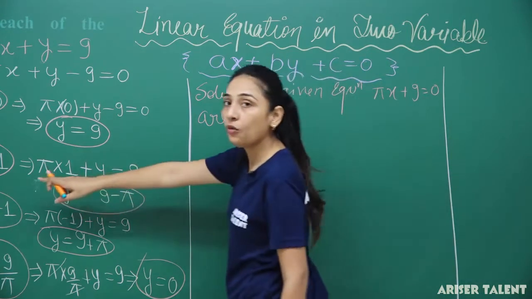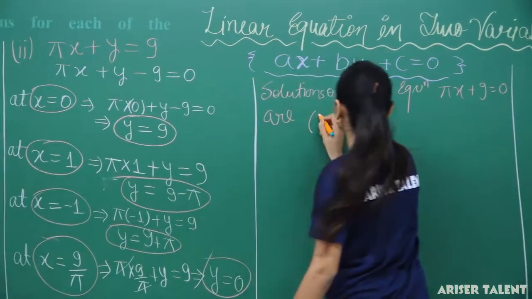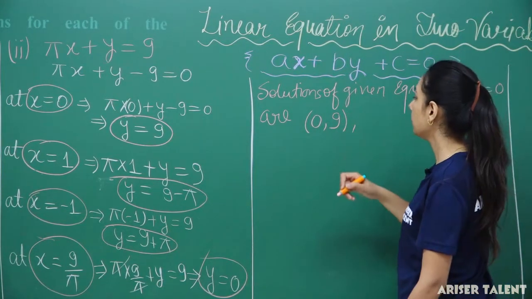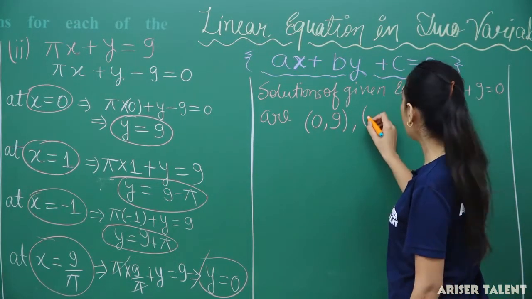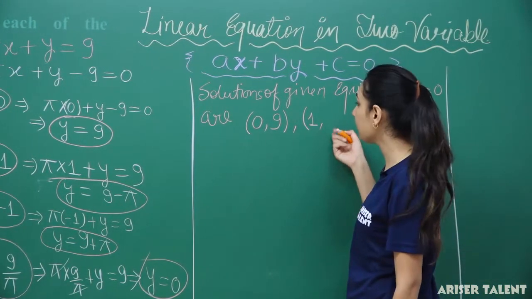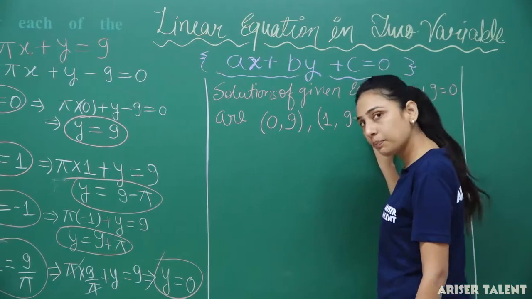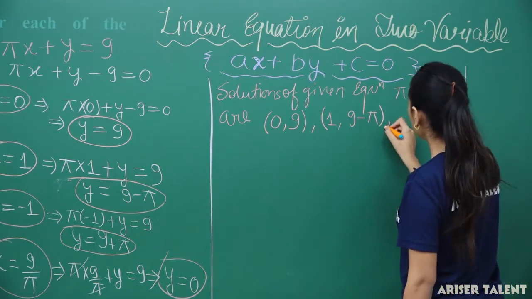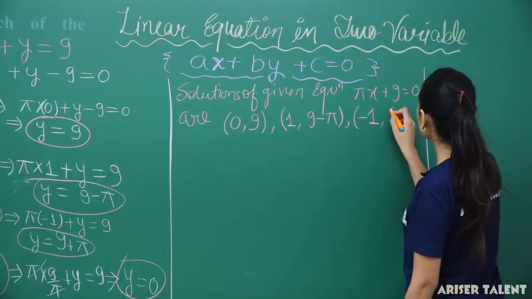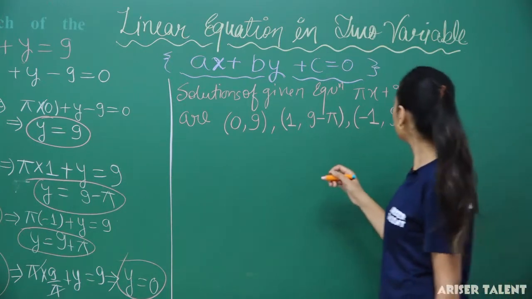The first one, how will I write? Small bracket start, then the value of x which is 0 at first, comma, the value of y which is 9. Okay, and the second one, bracket start, value of x was 1, and when getting the value of x equals to 1, I was getting the value of y as 9 minus pi. Okay, now bracket close, again I was having the value assumed as minus 1 and getting the value of y as 9 plus pi.